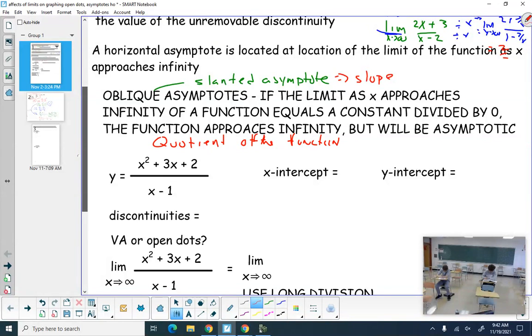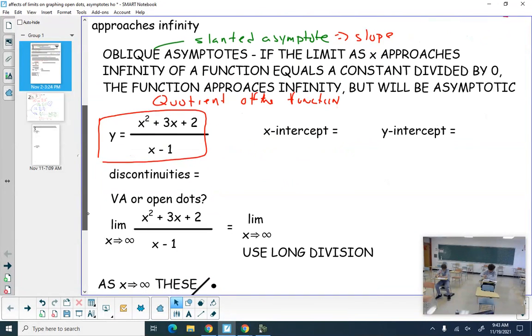So what we're going to do is transform this function and make it look a little bit different. Rather than look at it in this form, we're going to look at what would happen if I took x squared plus 3x plus 2 and divided it by x minus 1. What would happen? We'll deal with that down here in a minute.